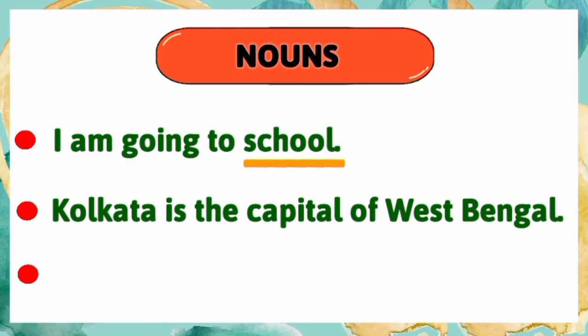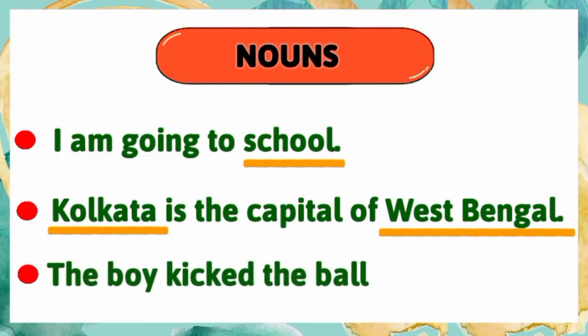Kolkata is the capital of West Bengal. Kolkata and West Bengal are names of places, hence they are nouns. The boy kicked the ball. The boy and the ball, both the words are nouns. Boy is the name of a person and ball is the name of a thing. Hence, both the words are nouns.